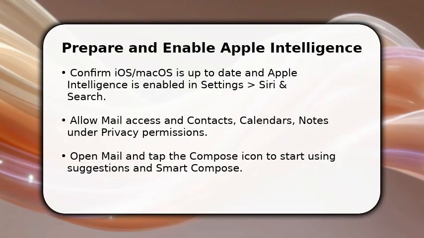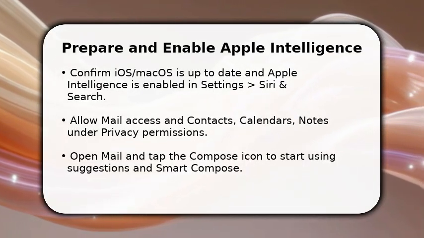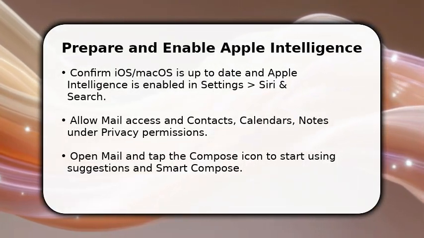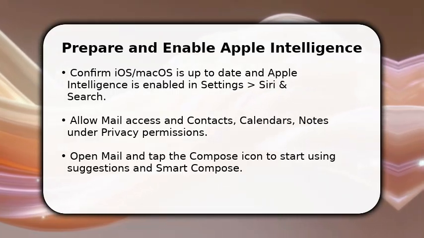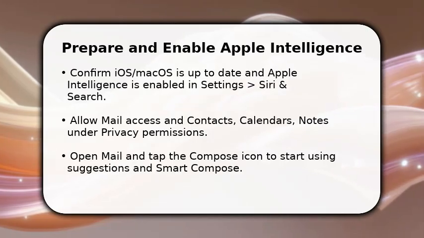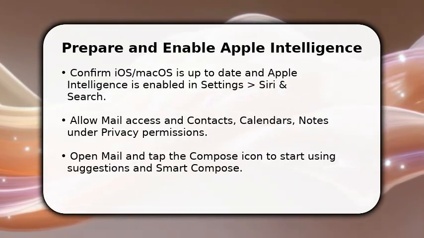You start by enabling Apple Intelligence and granting mail access so the system can analyze context. This is essential because suggestions rely on permissions. Once done, open Mail and tap Compose to trigger Smart Compose and Subject suggestions.